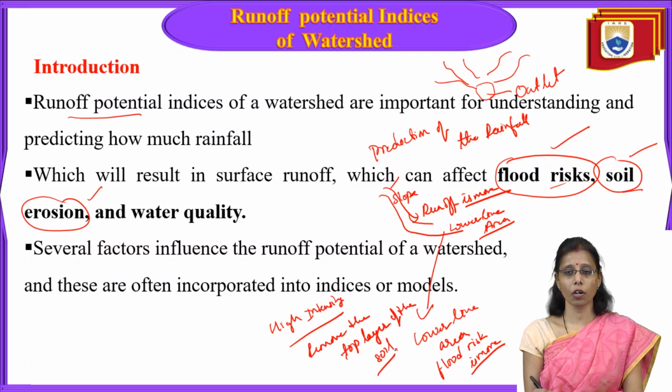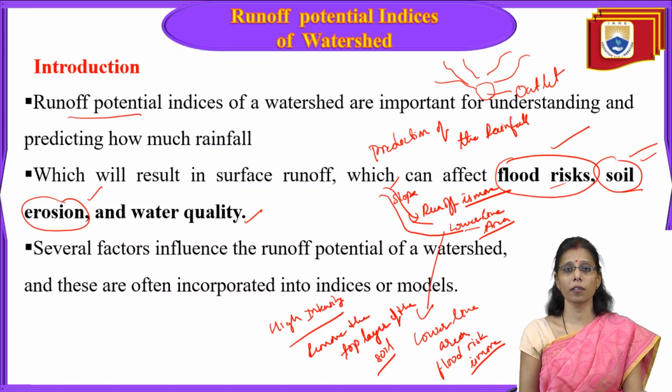So how will it remove the top layer of the soil? Because it will wash away based on the slope and the intensity. If it is more, it will wash away the entire top layer of the soil, and then soil erosion occurs.